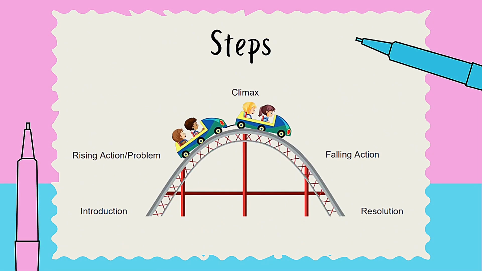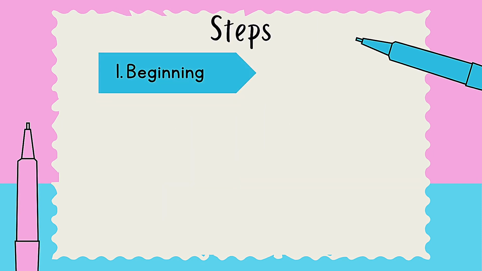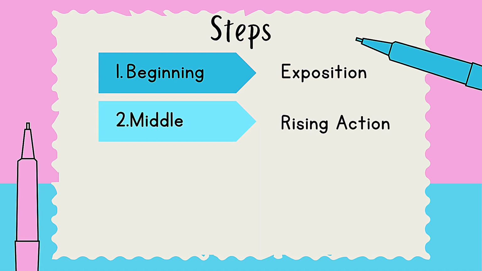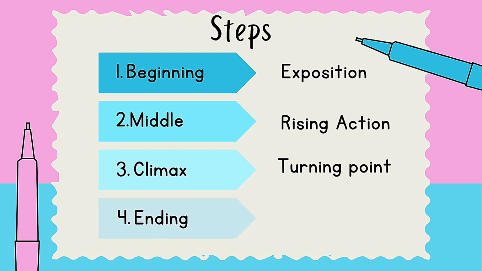To write a strong and engaging narrative, we follow 4 simple steps. The first step is the beginning, also called the exposition. The second step is the middle, also called the rising action. The third step is the climax. The final step is the ending, also called the resolution. Let's discuss all steps one by one.